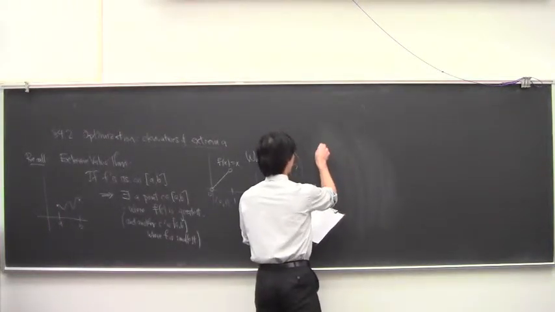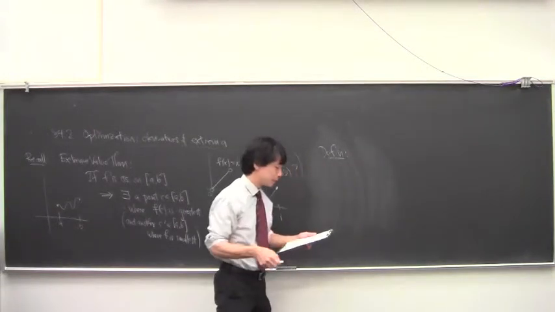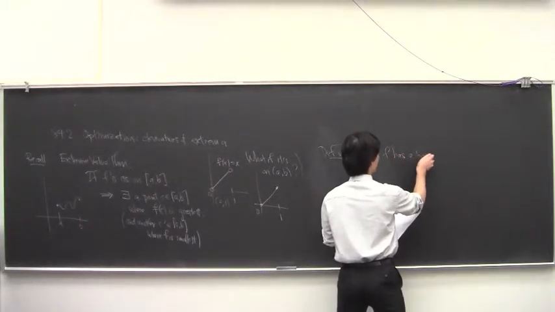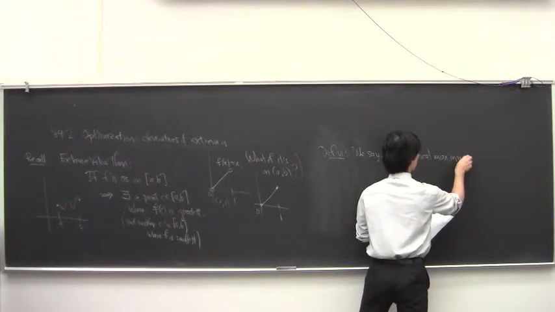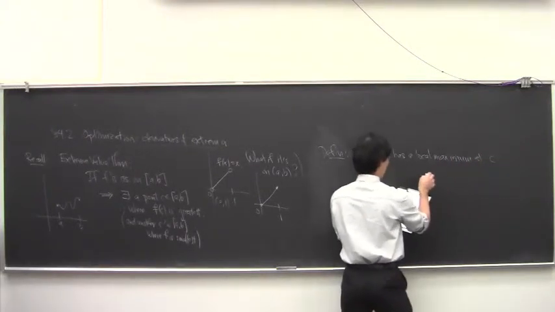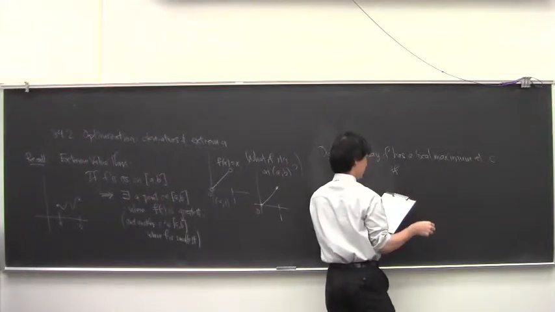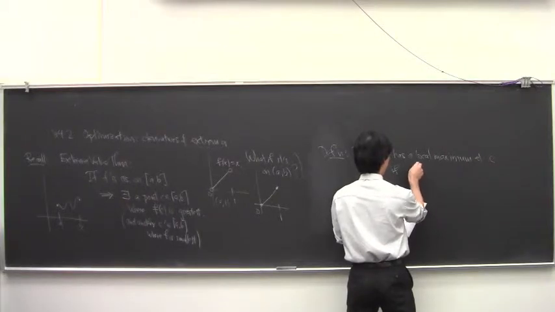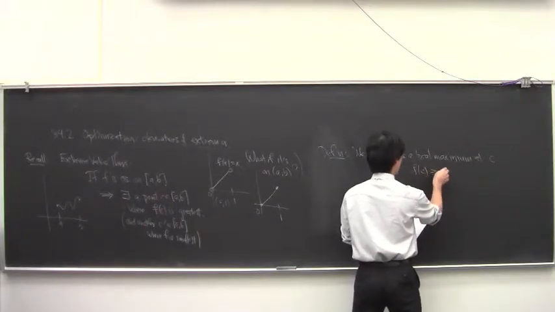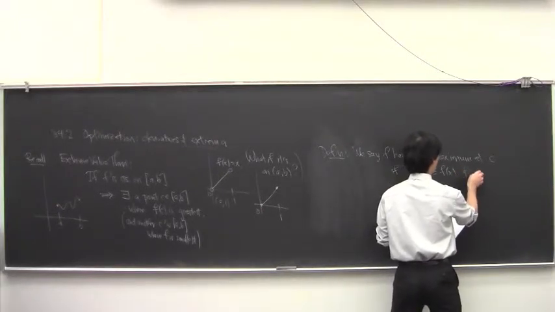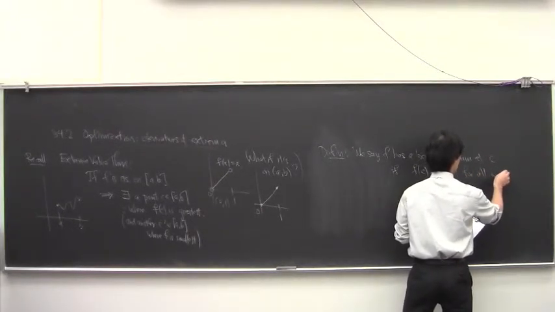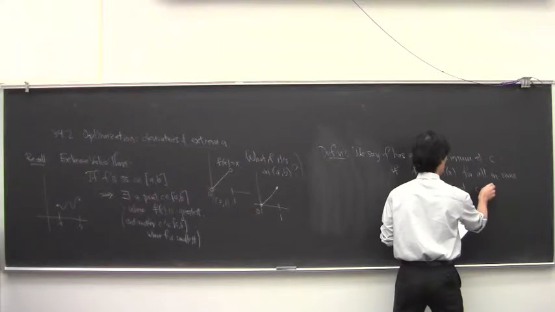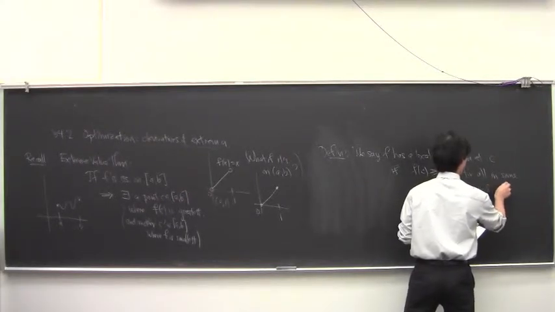Okay, so before we get there, let me put up some language. We say f has a local maximum at point c if f of c is bigger than or equal to f of x for all x in some interval (c minus delta, c plus delta).